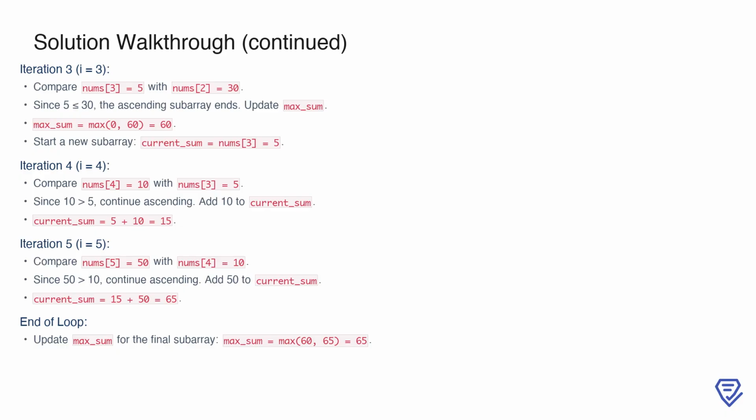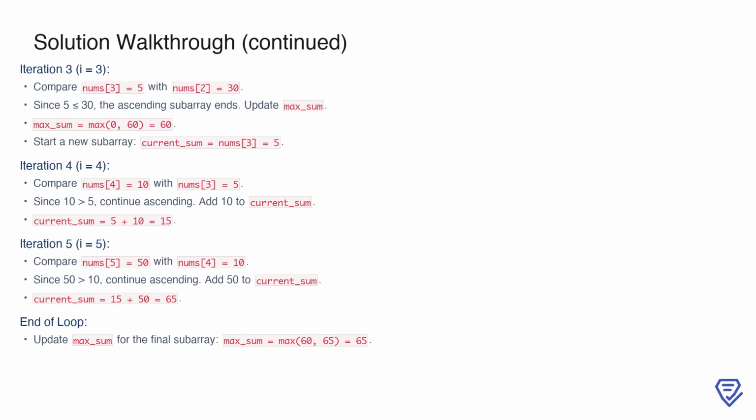Moving on to the fourth iteration, nums[4], which is 10, is greater than nums[3], which is 5, so the subarray is ascending, and we add 10 to current_sum. This gives a new current_sum of 15. Then, in the fifth iteration, nums[5], which is 50, is greater than nums[4], which is 10. The subarray continues to ascend, so we add 50 to current_sum, resulting in a current_sum of 65.